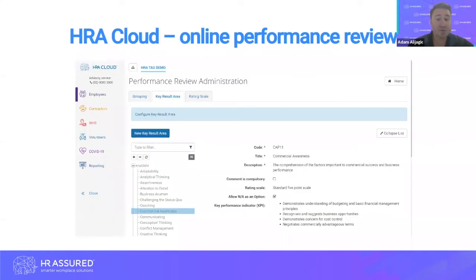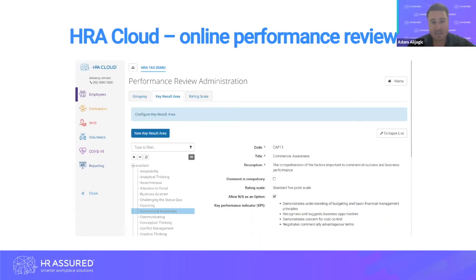As I mentioned, we were going to show you how it looks. So there's a couple of slides coming up here where it actually demonstrates how our system sets it up. This is how an HR Assured Cloud online performance review starts. As you can see here, one of the first things we look at doing is setting up KRAs, which stands for key result areas.